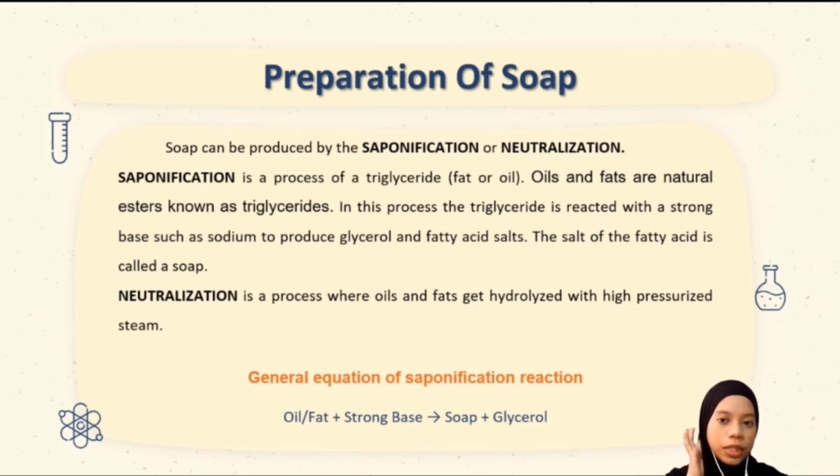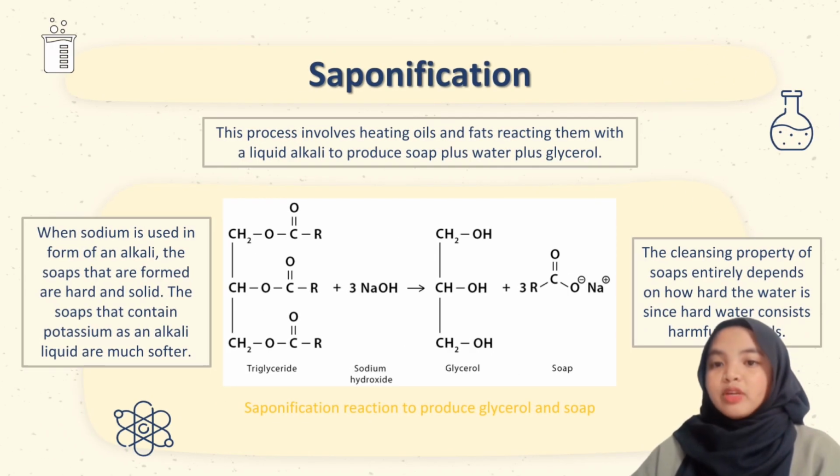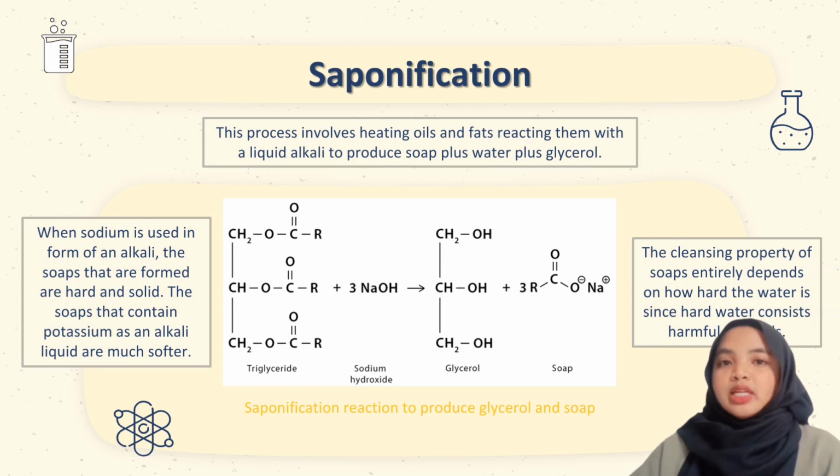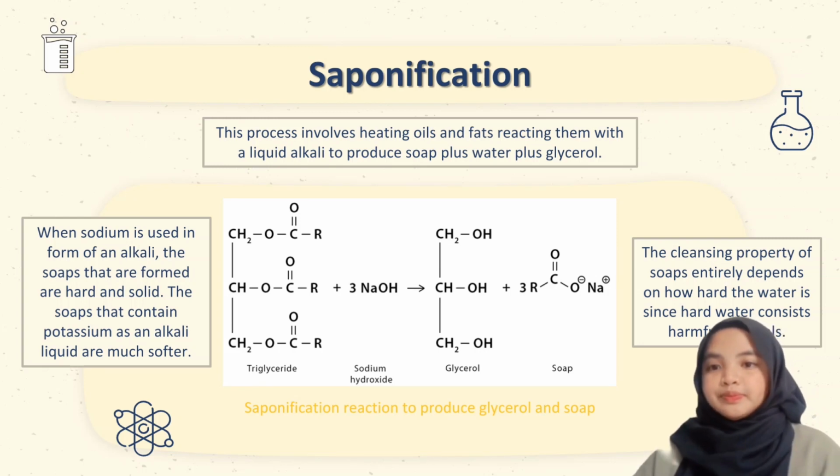In the neutralization process, oil and fat get hydrolyzed with high pressure steam. Saponification is a process involving heating oils and fats and reacting them with a liquid alkali to produce soap plus water plus glycerol. When sodium is used as the alkali, the soap formed is hard and solid. Soaps that contain potassium as the alkali are much softer. The cleansing property of soap depends on how hard the water is, since hard water contains harmful minerals.